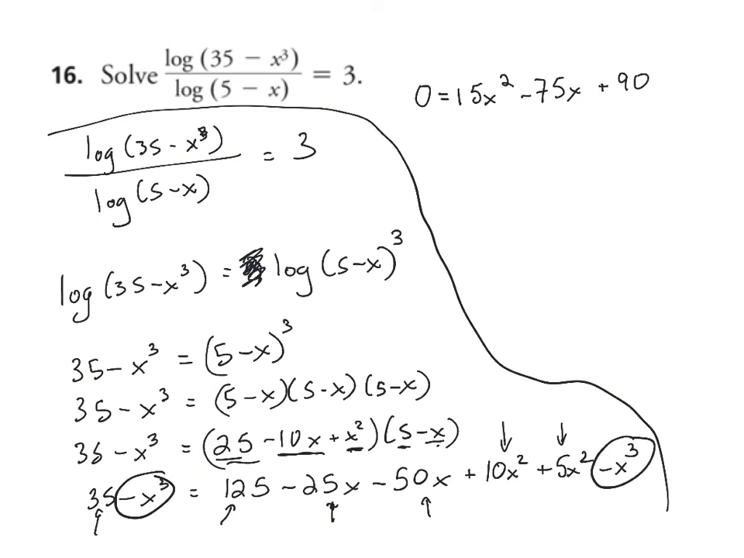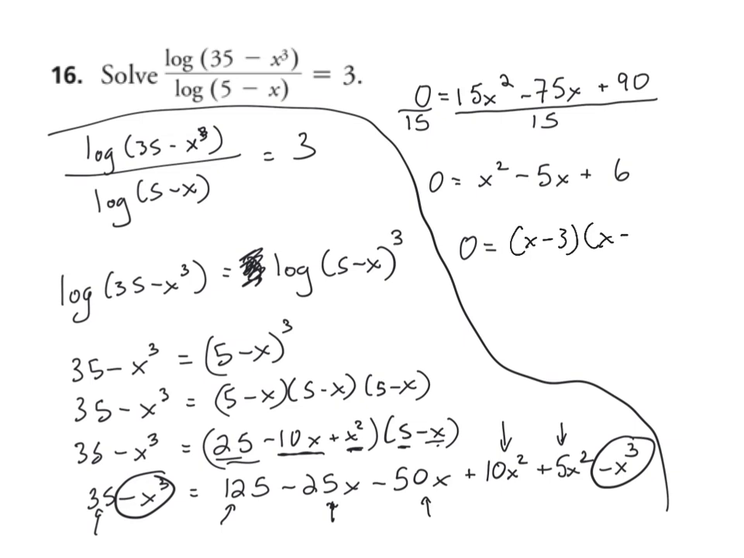These are all divisible by 15, luckily, so we can divide both sides by 15. And so you have 0 equals x squared minus 5x plus 6. And so 0 equals (x minus 3)(x minus 2). So x equals either 3 or 2.